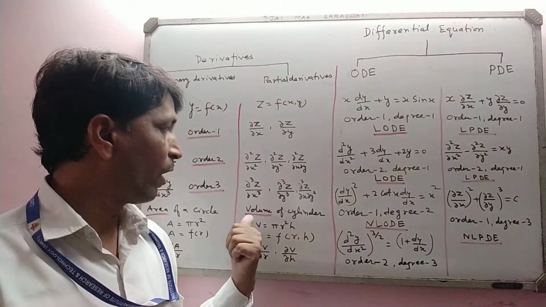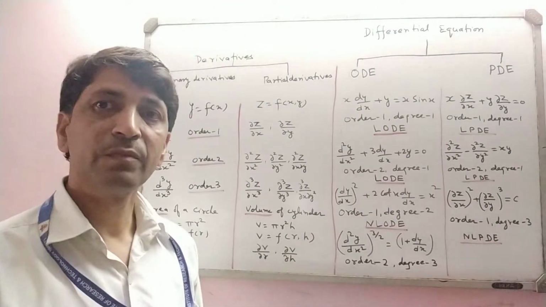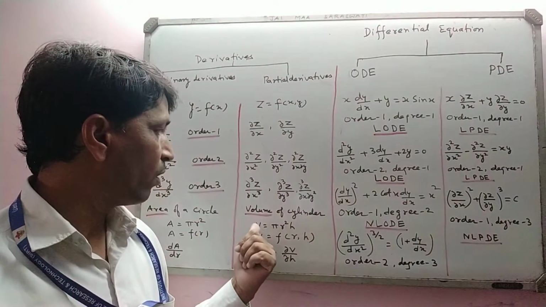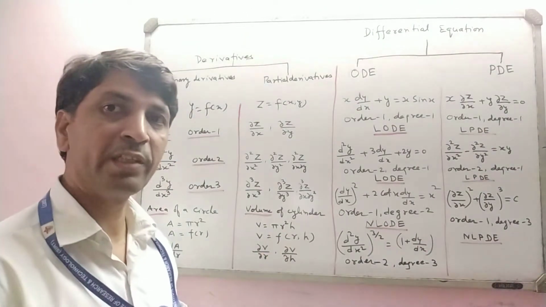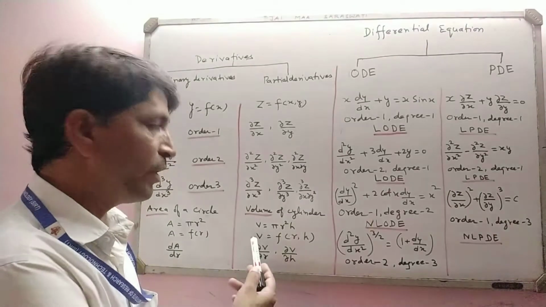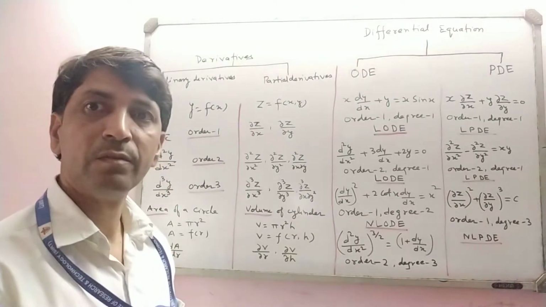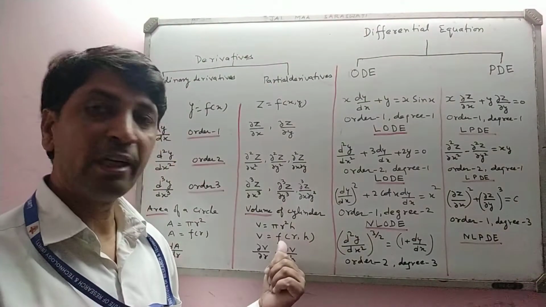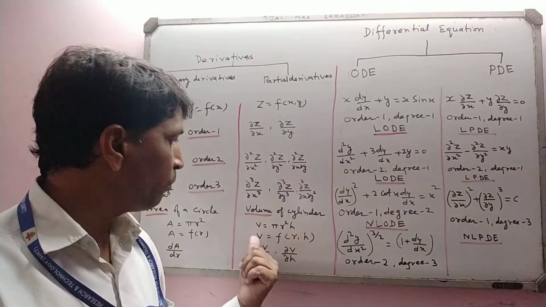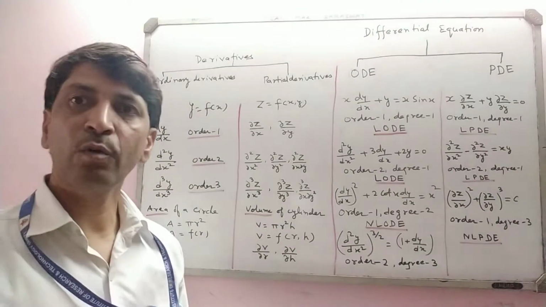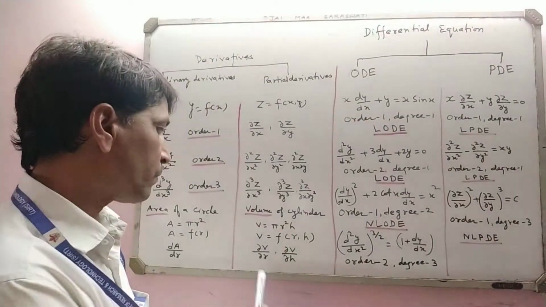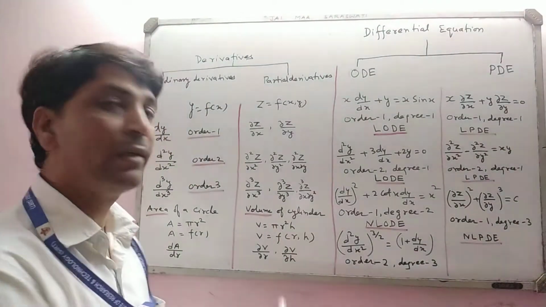Suppose the volume of a cylinder. We know its volume is V equals pi r squared h. Pi is a constant. Here V is a function of radius and height. So radius and height are independent variables and volume depends upon radius and height. In this case, we find two partial derivatives of order 1, del V/del r, del V/del h.